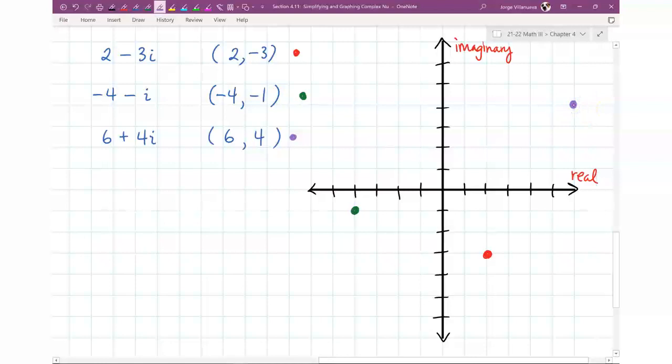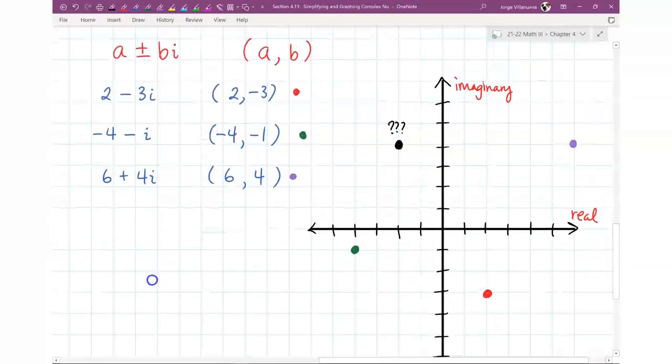Okay, so here's the challenge question. The last 2 questions they're going to give you on your homework, they're going to do something like this. That black one. Can you write that black one in its standard form, the a plus bi or a minus bi? Okay, so the first thing you want to do, they're telling you go from your point backwards, right? That's basically what they're saying.